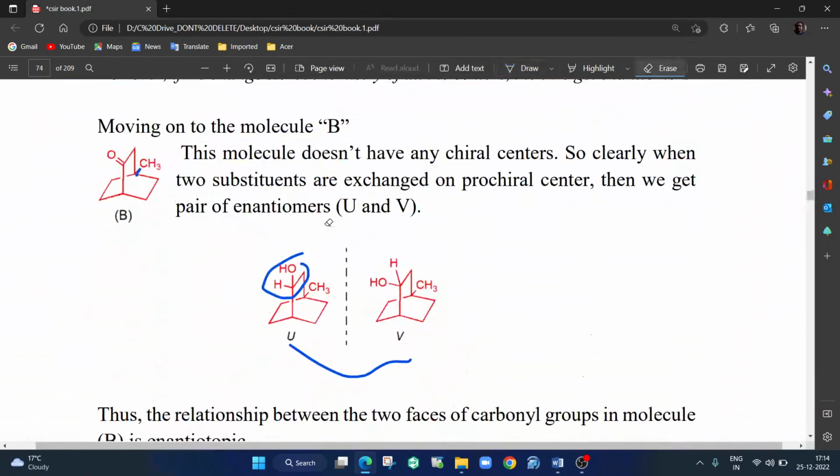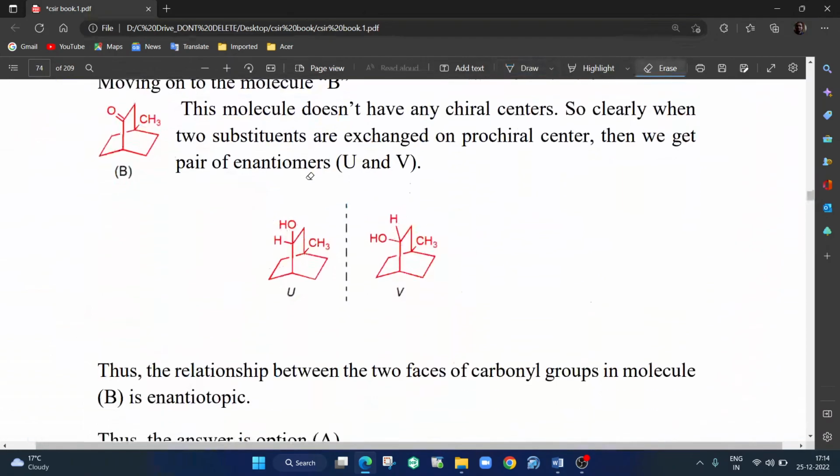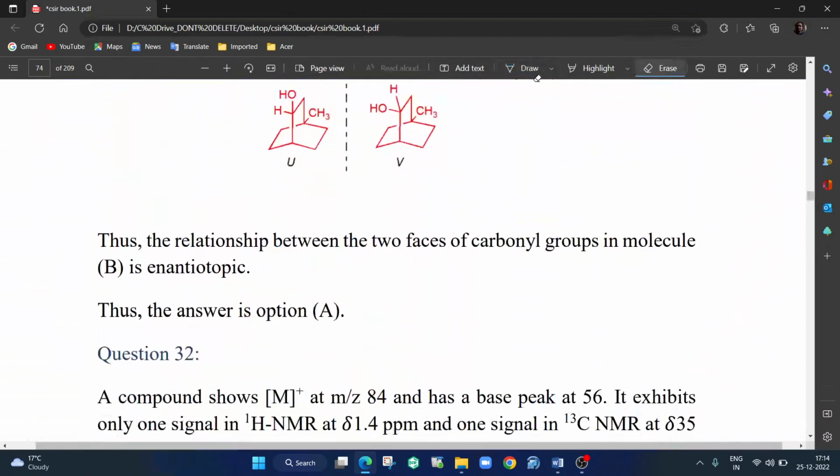Somehow it didn't come out very properly. Yeah, this OH I should have drawn like that. Okay, something like this. OH I should have drawn here like that, and here hydrogen I should have drawn something like this, so that it becomes more clear. But pretty much that's the case. So these two are enantiotopic. So the two faces of C double bond O in molecule A are diastopic, and for molecule B are enantiotopic. Thus the answer is option number A.